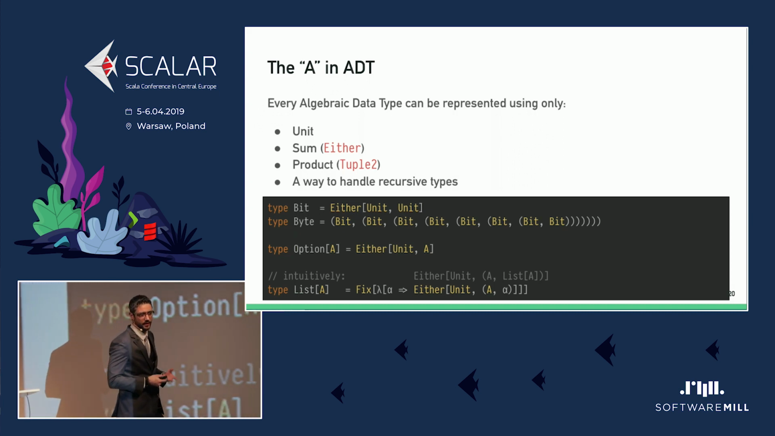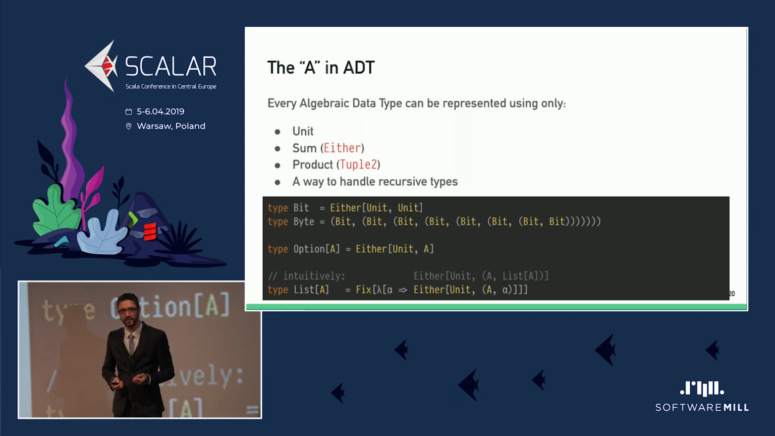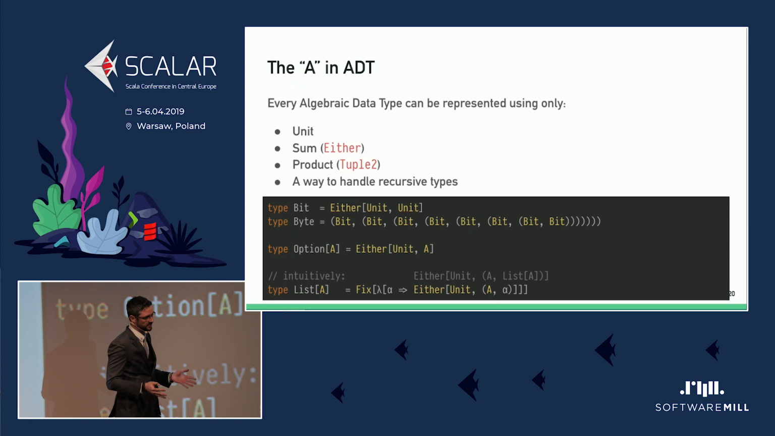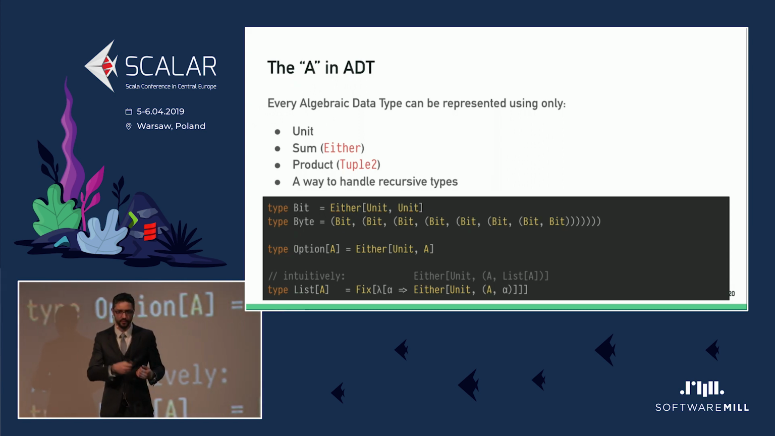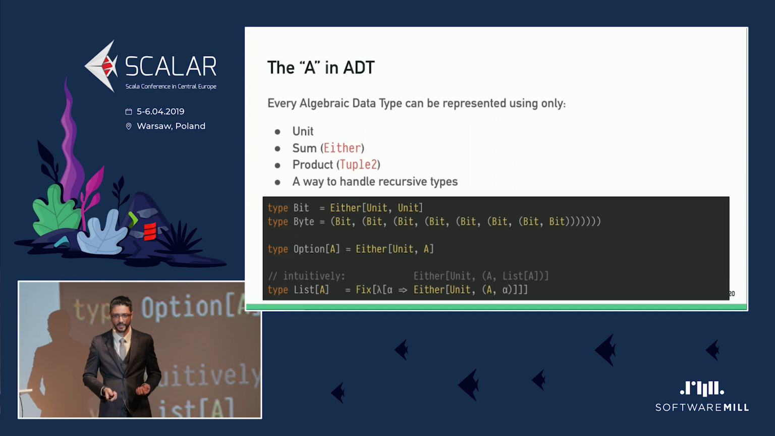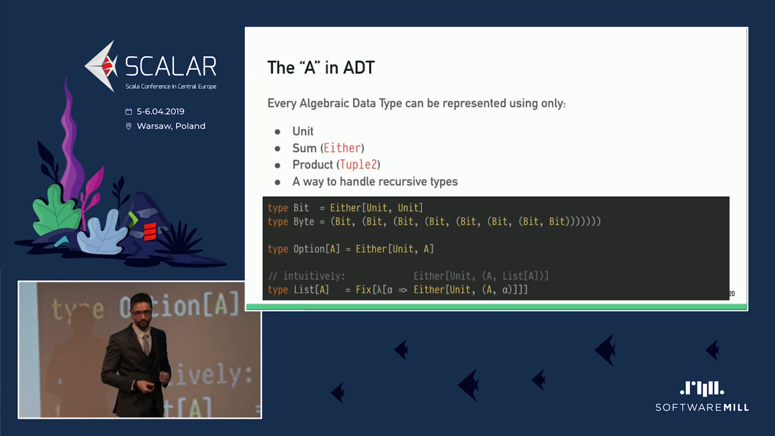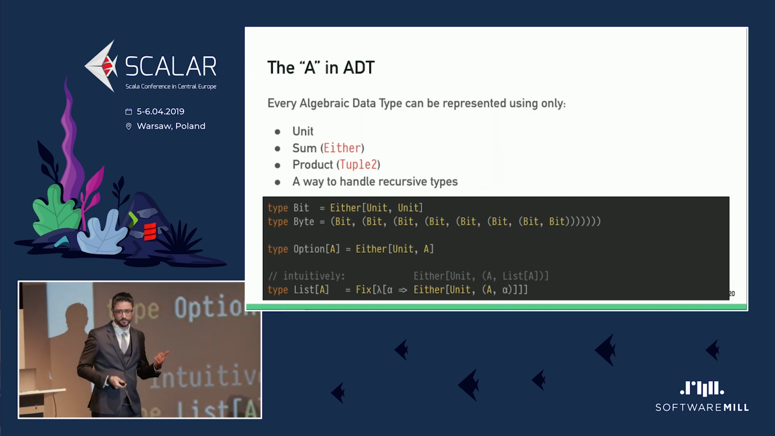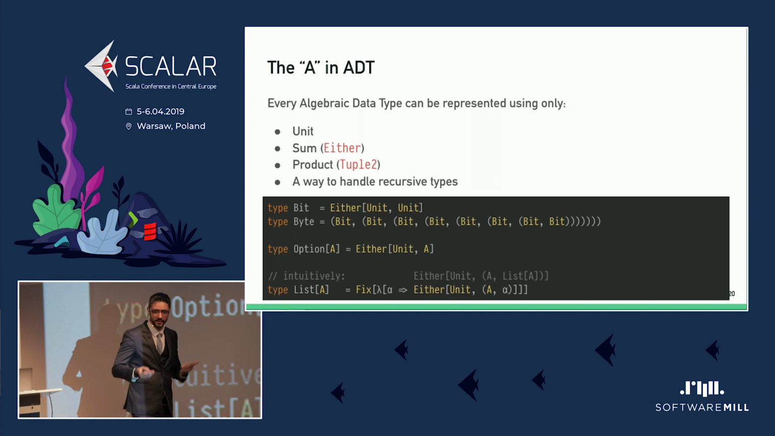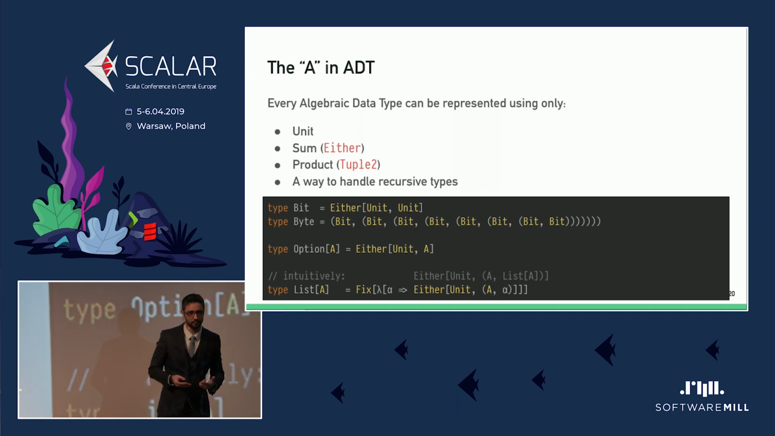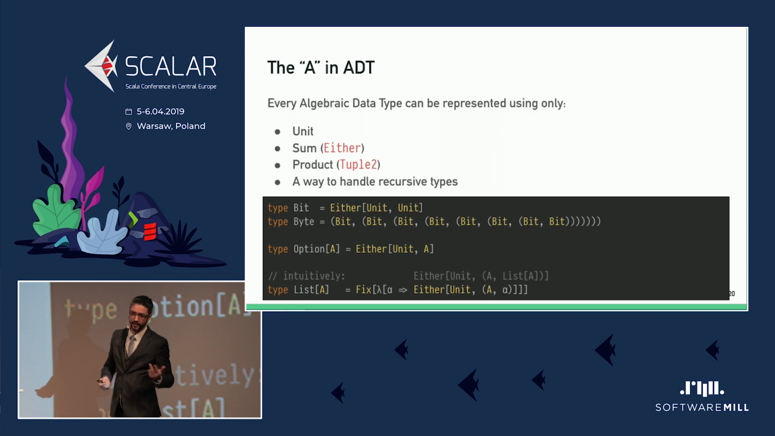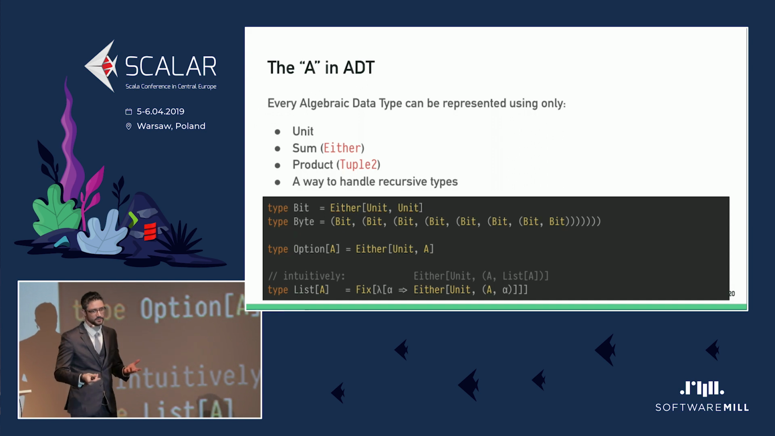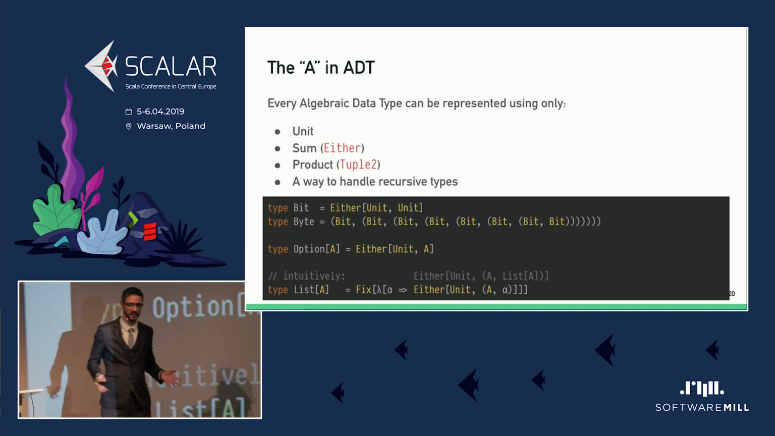The A in ADT stands for algebraic. We can think about our algebraic data type as the result of using an algebra. And this algebra is really, really simple. It's composed of only 3 things. We have unit, we have the sum, the binary sum, which we can approximate with either, and the binary product, which is just a tuple 2, right? And with that, we are able to represent any possible data type.